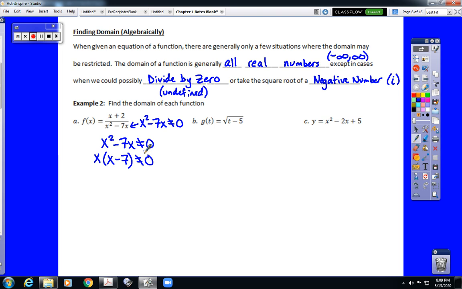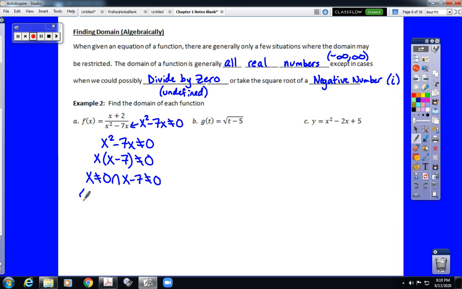Our zero factor theorem tells us that this means that x is not allowed to equal 0, and x minus 7 is not allowed to equal 0. Actually, we're going to use the and symbol there instead of the comma. Okay? So we are not allowed, repeat, not allowed to let x equal 0 or x equals 7. And we still have to write the domain in interval notation.